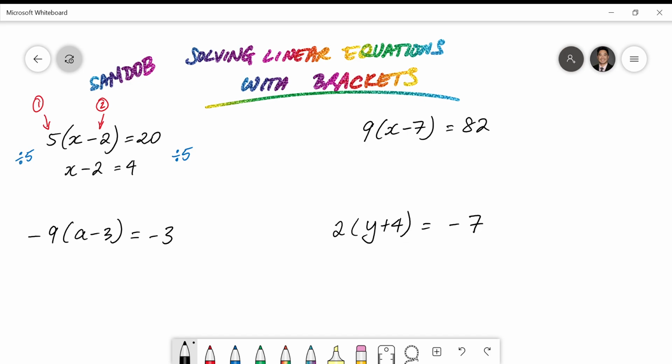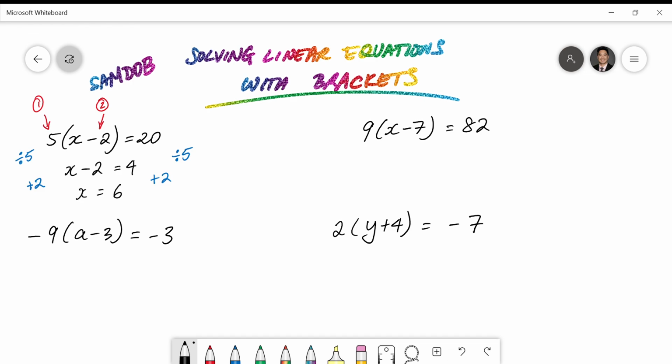To get rid of the 2, we want to add 2 to both sides as our second step. Remember, this is a negative 2, so to counteract that, we do the opposite. So x is then equal to 6. If we jump onto the right hand side here, we've got 9 outside of x minus 7 equals 82.